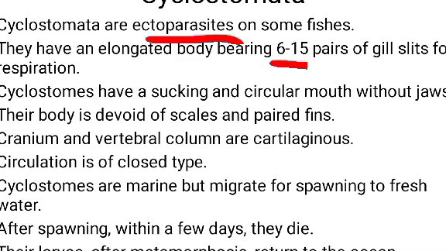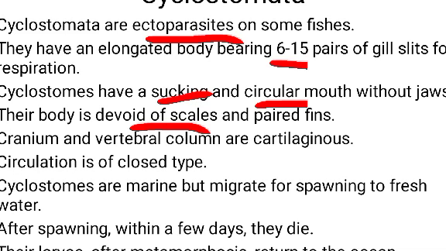And their mouth is a sucking and circular mouth. As I told, they do not have jaws, but they have a sucking or circular mouth, which can also suck the digested food from the host organism. Then their body is covered by skin which does not have scales. The body is devoid of scales, meaning absence of scales. They do not have scales, and they do not have paired fins also. In fishes, you see paired pectoral fins and paired pelvic fins, but here paired fins are absent and scales are also absent.